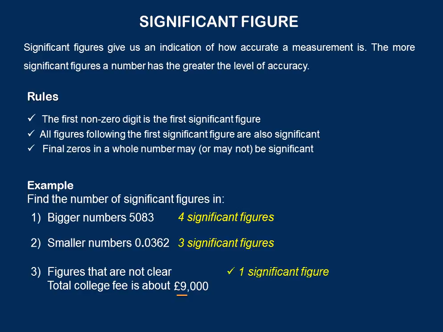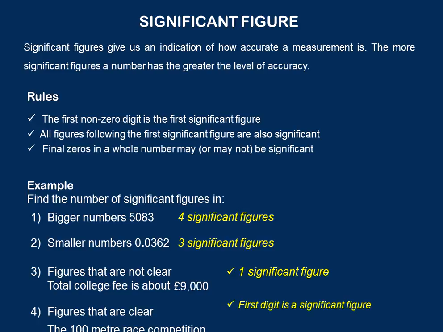Now the second one, if you see in this one, we've got an exact number, which says the 100-meter race competition. In that we know that the first digit is going to be the significant figure, and it meets our first rule criteria, and the second rule says that the following digits are significant figures as well. Since it is an exact number, the rest, even though they are zeros, are following it, therefore they are significant figures as well. Now the third rule, which says may or may not, in this case it is actually a significant figure because this is an exact number. So therefore we can say it has 3 significant figures.